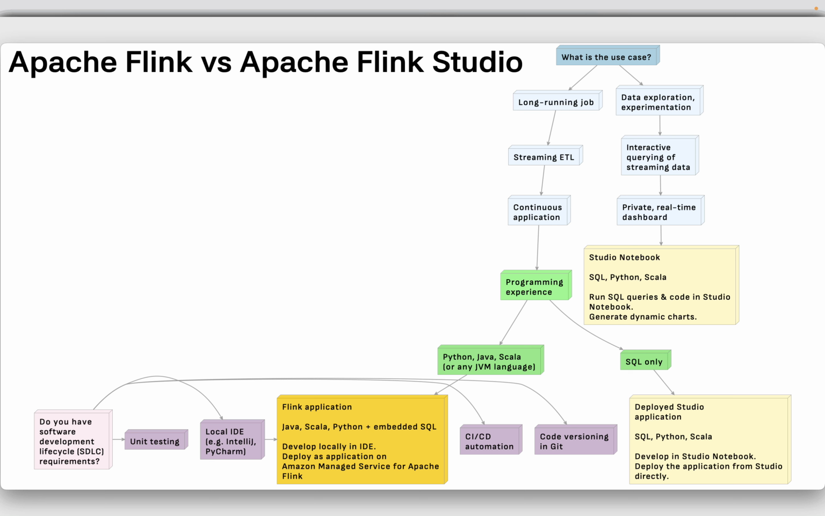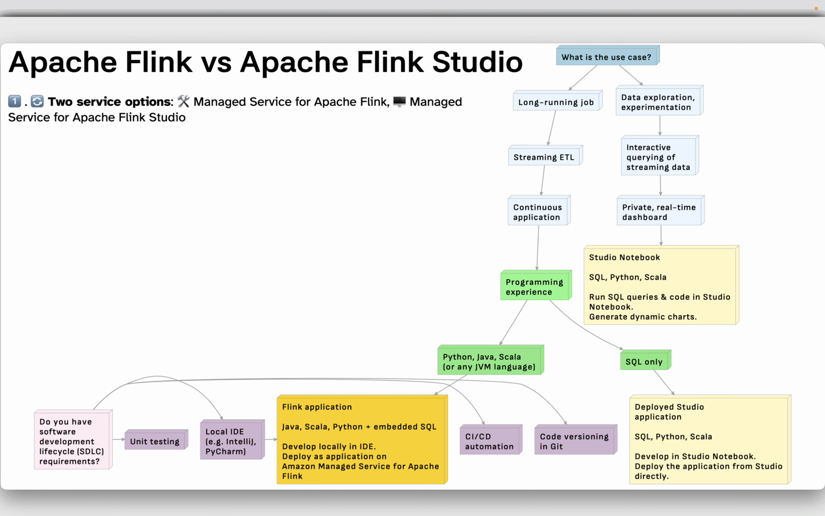Apache Flink versus Apache Flink Studio. So there are two versions. One is Apache Flink, which is over here. So basically you develop the Flink application directly, and then there is a Studio version in which you have two options. You can use Scala, Python, and SQL. And there are two choices, like you can deploy the application directly over there, or you can have a Studio application. So I'll just briefly discuss what is the difference and which one you choose when you have the choice.